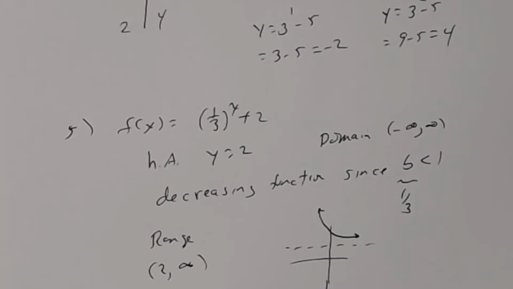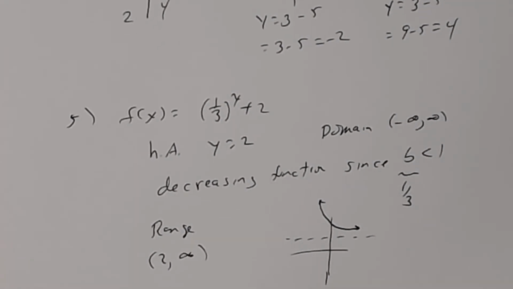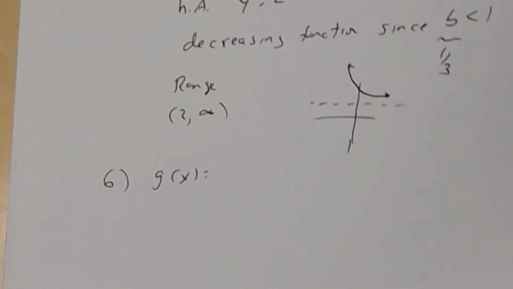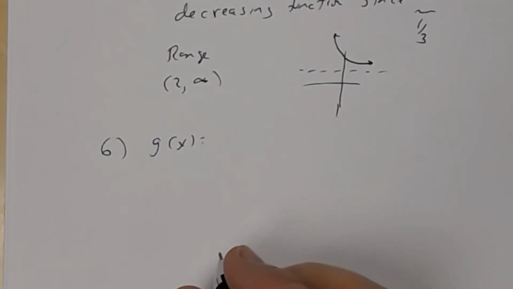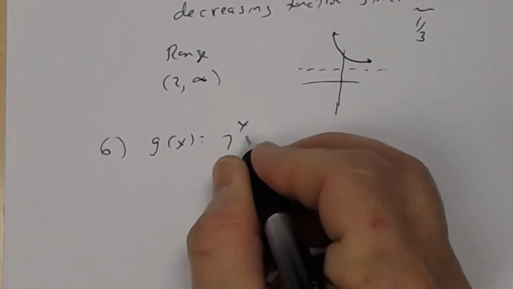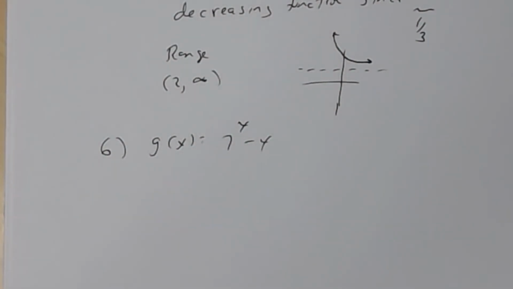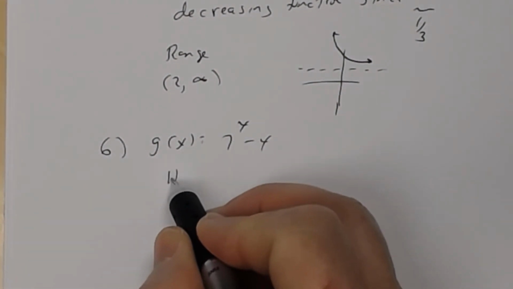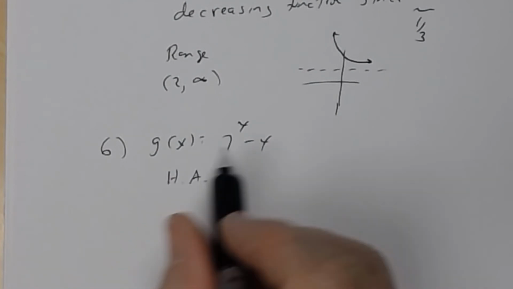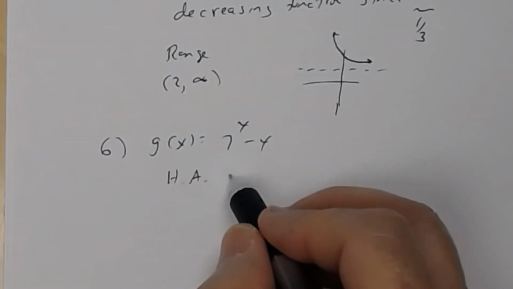Let's look at number 6. We'll do the same thing with this one without having a graph. g of x equals 7 to the x minus 4. All right, so again, you can tell me the horizontal asymptote. The horizontal asymptote is this number right here, so you can say y equals -4.